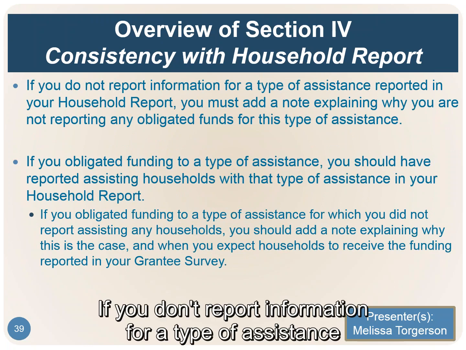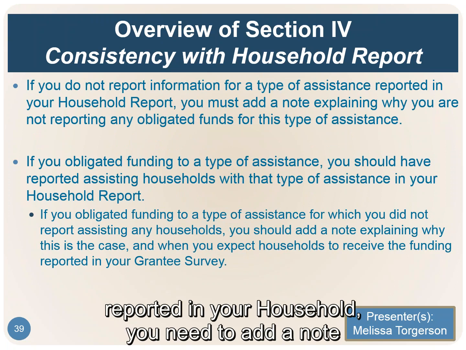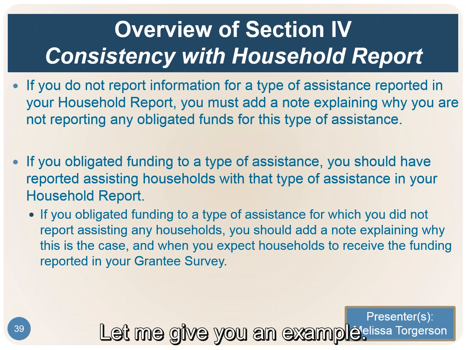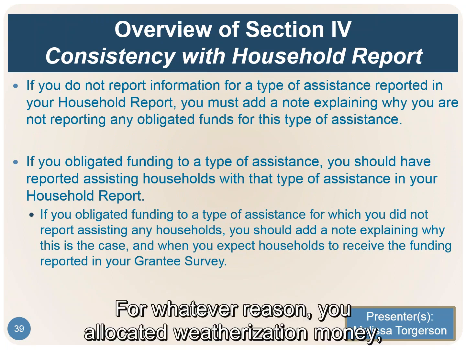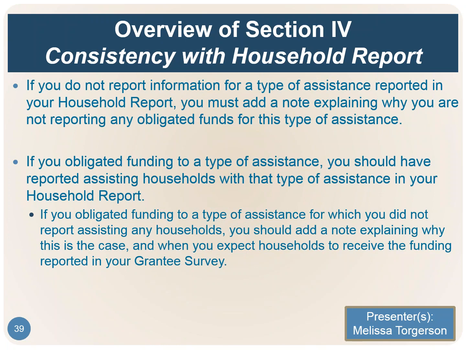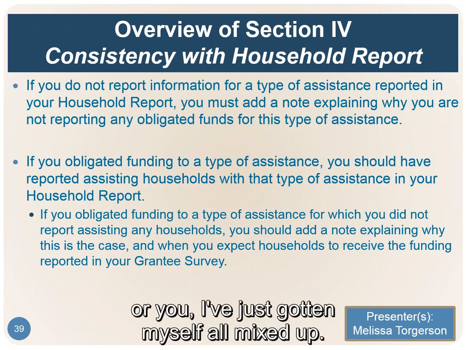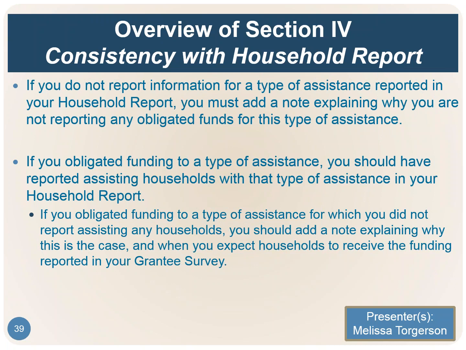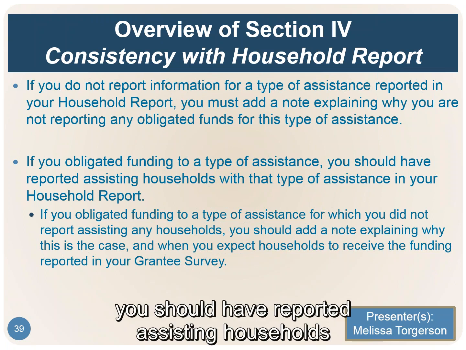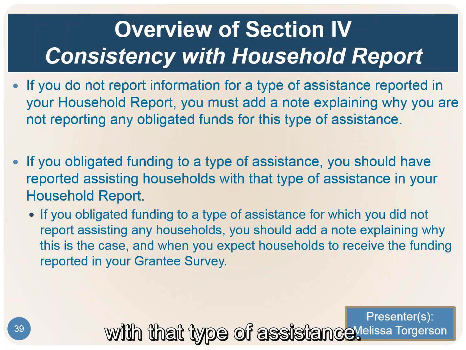If you don't report information for a type of assistance reported in your household report, you need to add a note explaining why you're not reporting any obligated funds. Let me give you an example. Let me jump down to the next one. If you obligated funding to a type of assistance, you should have reported assisting households with that type of assistance.